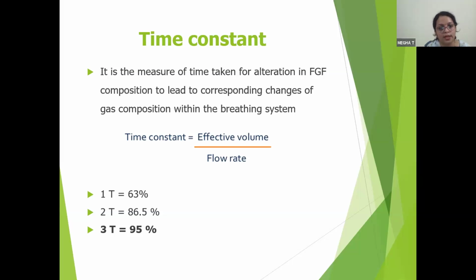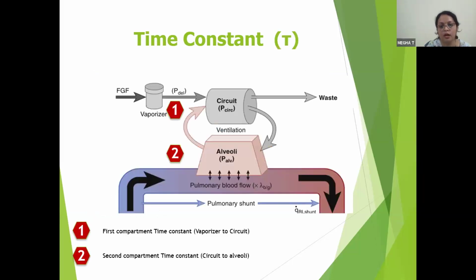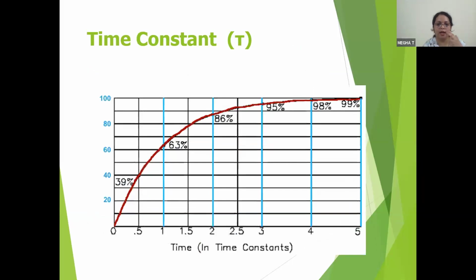So as we know, time constant is effective volume by flow rate. One time constant will cause a 63% change, whereas 2 cause 86.5% and 3 time constants will cause 95% change in the composition. To explain it further, this is just a pictorial depiction that the first compartment of the time constant will be from vaporizer to circuit and then circuit to alveoli. Again, as I said earlier, one time constant will be 63%, 2 time constants will be 86%, and 3 time constants will be 95%.